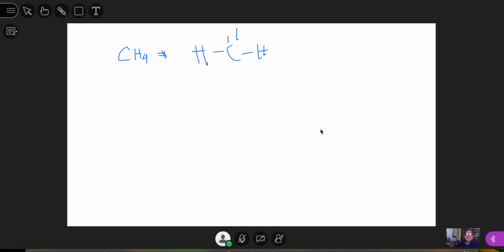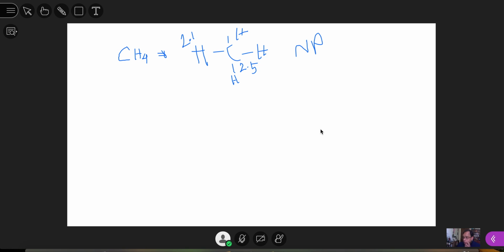So you have like this. And the electronegativity of hydrogen is 2.1, carbon is 2.5. So 2.5 minus 2.1 is 0.4. So therefore, it is non-polar. All those bonds are non-polar.